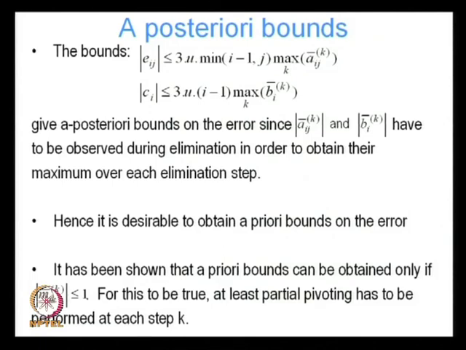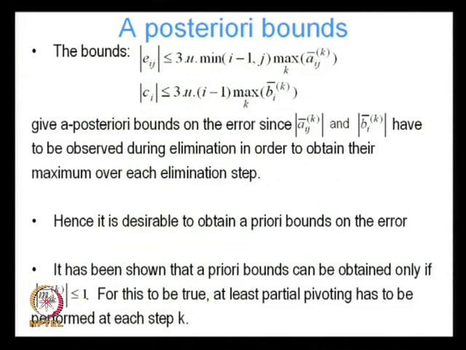However, it is desirable to obtain a priori bounds, that is, we want to know what my error will be. I want to know what the bounds on my error will be before I have actually started doing the computations, right? So, a priori bounds are always more useful than a posteriori bounds. So, let us see how we can obtain a priori bounds on the error in Gaussian elimination.